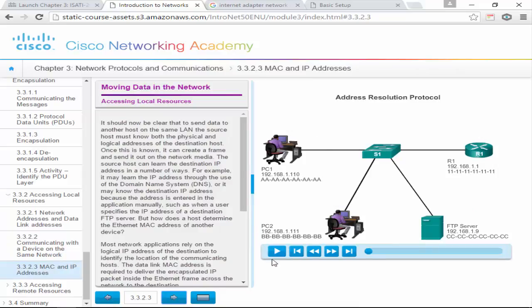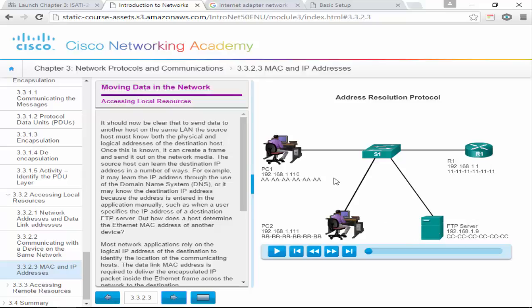Okay, so here's our ARP, and what ARP is, like I said before, this switch is a layer 2 device, so it only works on MAC addresses. Now this router and these PCs and this web server are layer 3 devices, which means they only work on IP addresses.